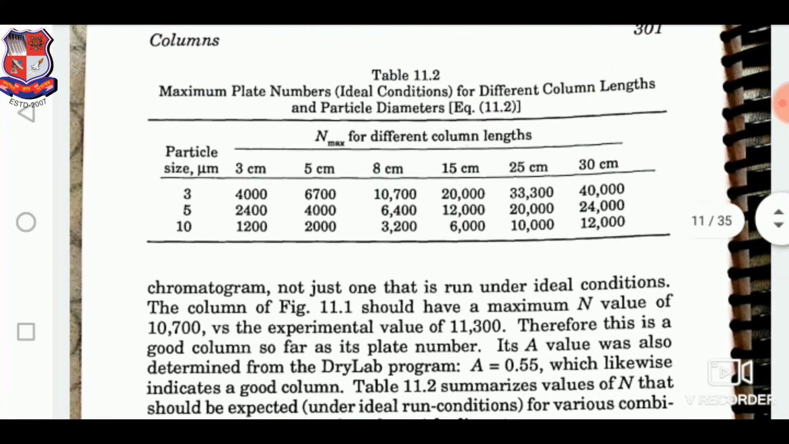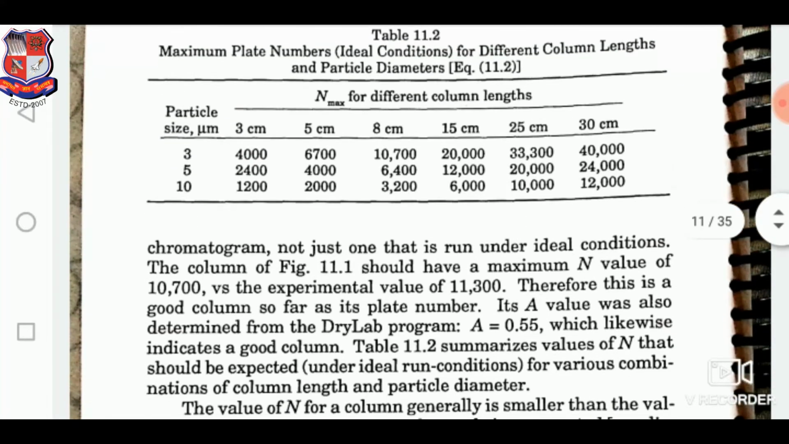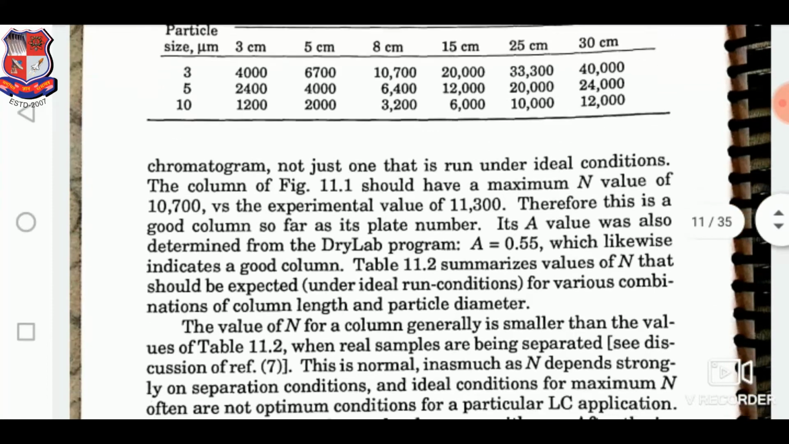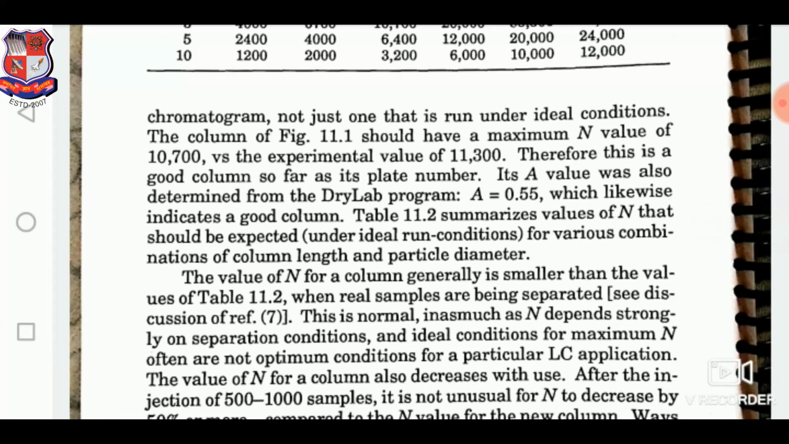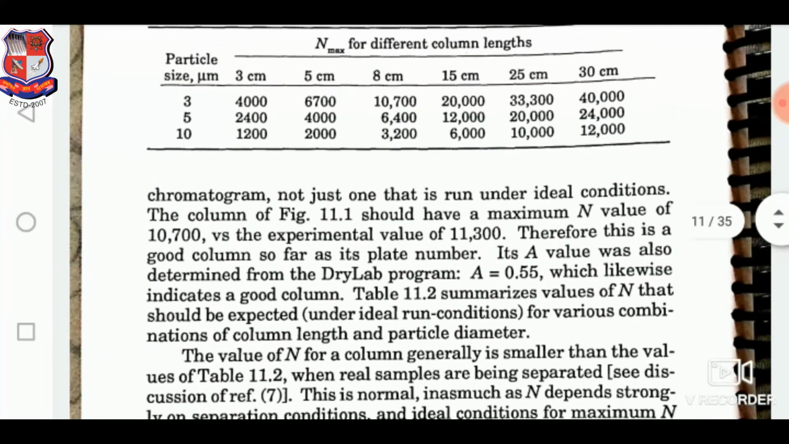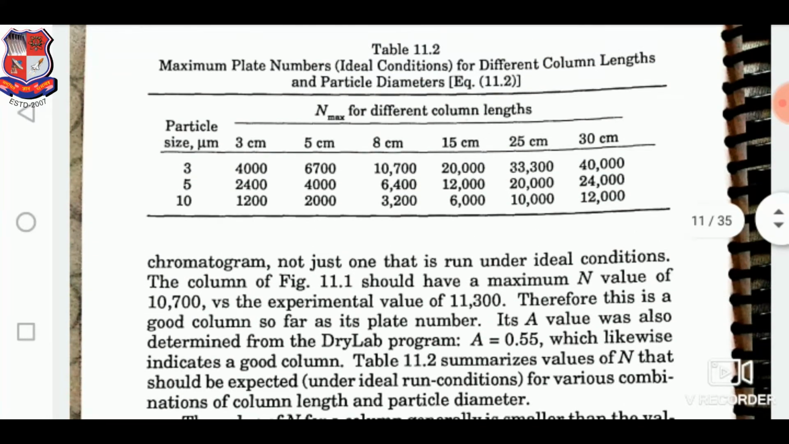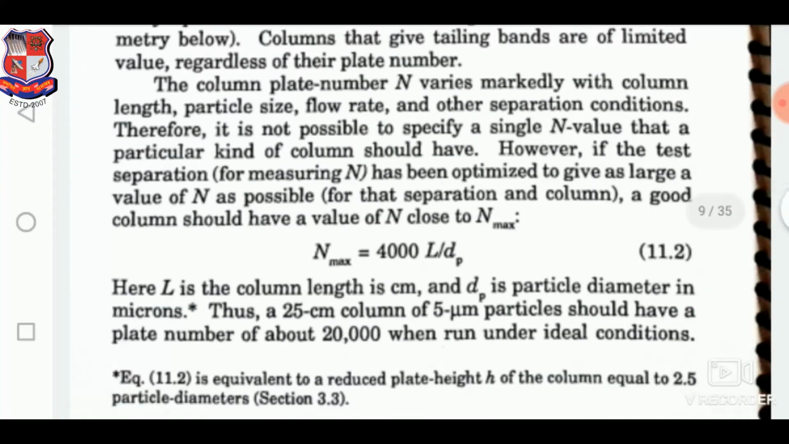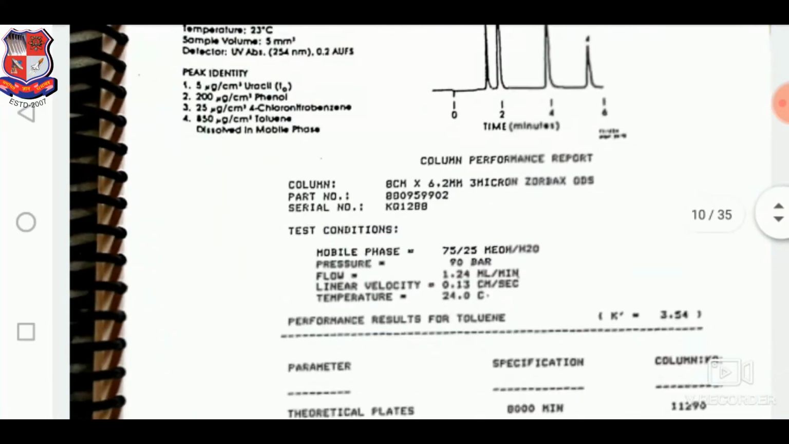So this is the ideal condition for that, and if the new column is available, for example 3 micrometer particle size and 3 centimeter column, there may be chances that the value may decrease when real samples are being separated. So this is the maximum condition, maximum plate heights, plate number. According to that, we have given over here according to this formula. That is, N maximum is equal to 4,000 divided by L upon dp.